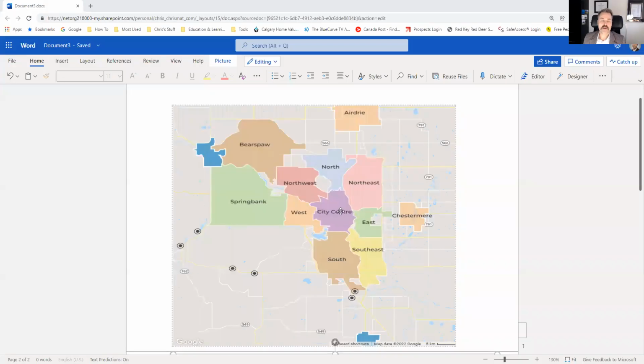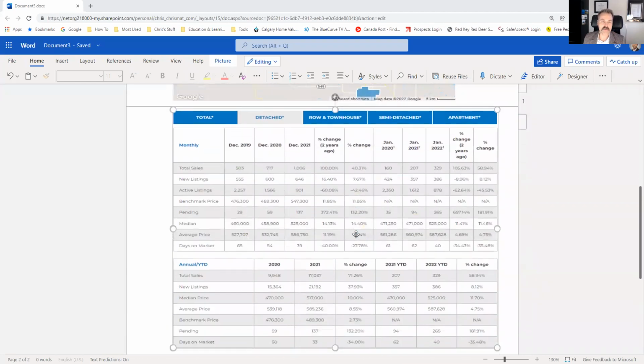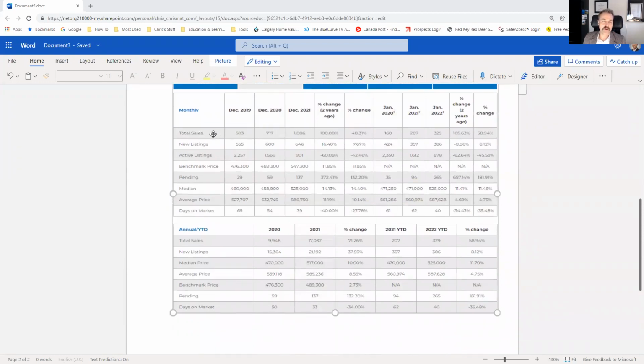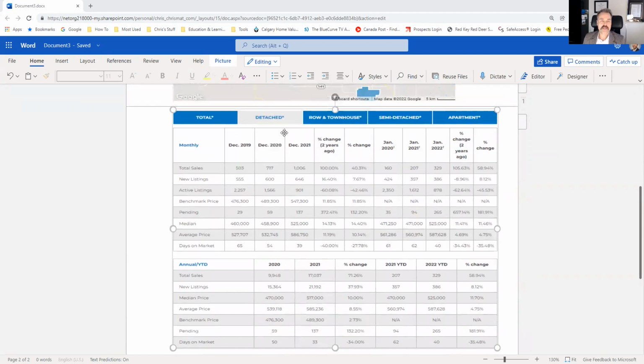In Airdrie, Cochrane, and Okotoks, supply levels are low as well, registering well under 1%. So if we look at what is going on in Calgary and the surrounding areas, I'm going to focus today on what is happening with our supply levels for detached homes. Here we can see the total sales have just been increasing: 500 in 2020 and 700 in 2021, we've got 1,006 sales. This is for the month of December.